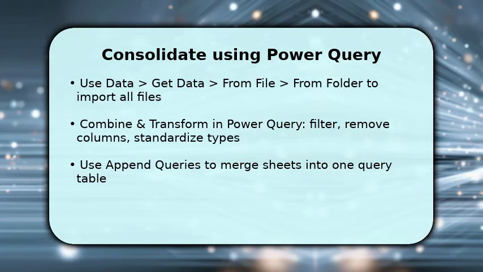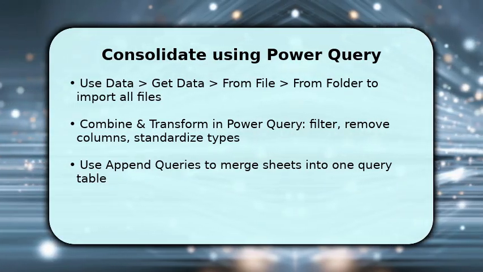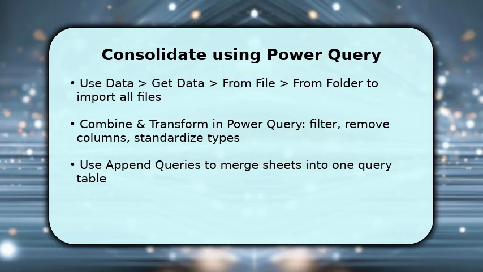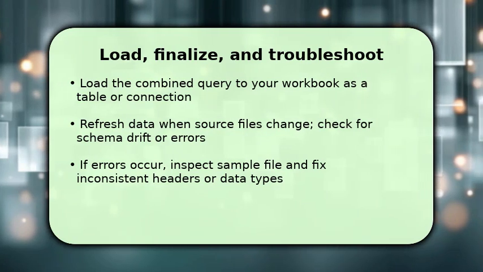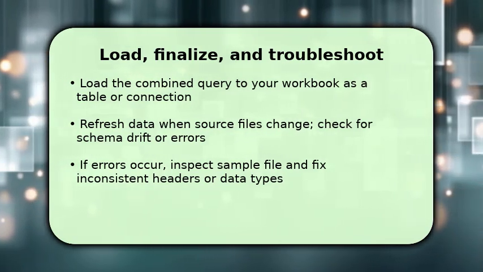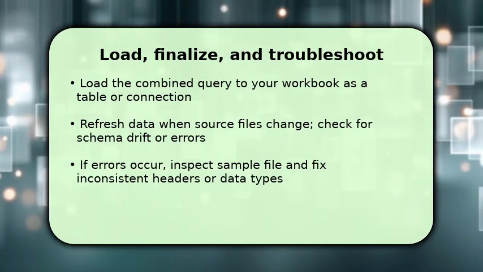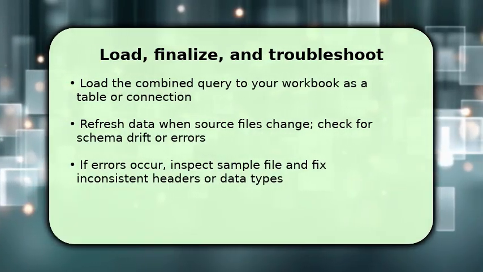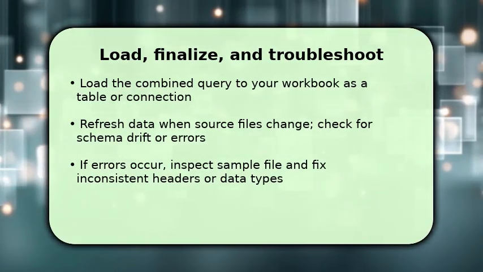Make sure to set the header promotion so the first row becomes headers. This prevents mixed data rows later. You finish by loading the cleaned query back into Excel as a table. This gives you a single sheet with all rows. Once loaded, use Refresh to pull updates whenever source files change, and consider creating a refresh button or scheduled task.